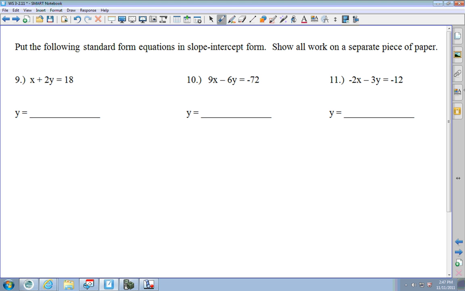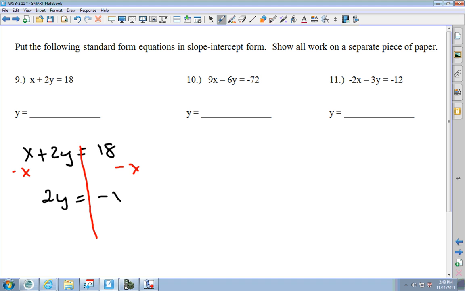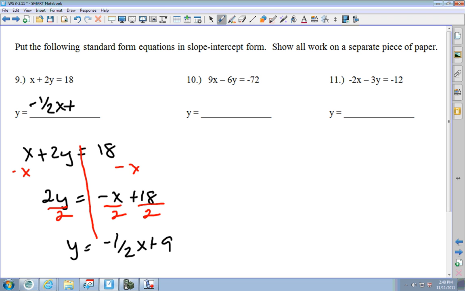Next one says put these equations from standard form into slope-intercept form. Okay, so I'm going to take my equation, x plus 2y equals 18. You're going to want to put it in y equals, so you're going to subtract x from each side. I get 2y equals -x plus 18. I'm going to divide by 2. I get y equals -1/2 x plus 9.